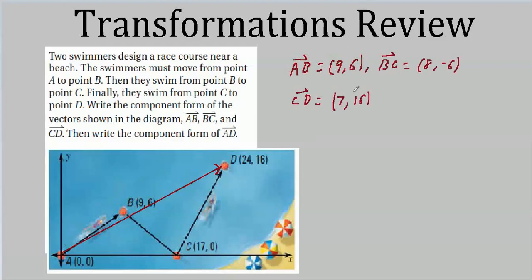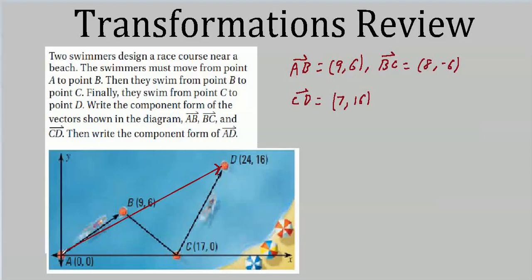So, first we list the vectors which represent our displacements. From 0, 0 to point B, that's a displacement of 9, 6. 9 units to the right and 6 units up. Here, 17, 0. Well, from the point 0, 0, that's a displacement of 17, 0.